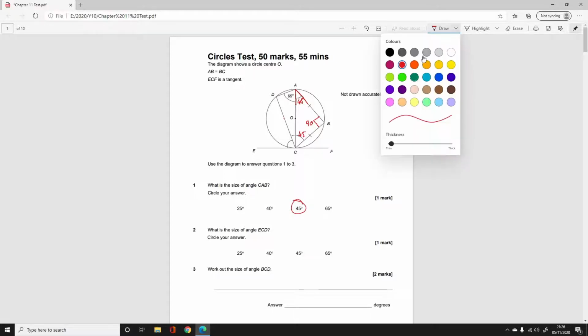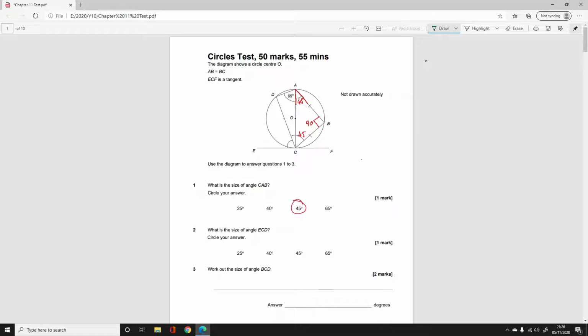Next up, we have got ECD, which is this angle here, and we're actually going to use alternate segment for that. According to alternate segment, the top right of this triangle should be the same as the bottom left on the tangent, so that's 65 degrees.